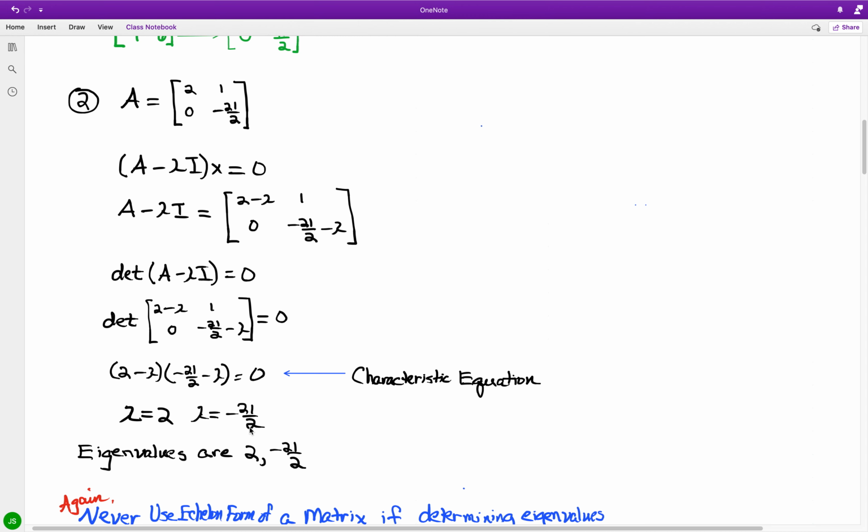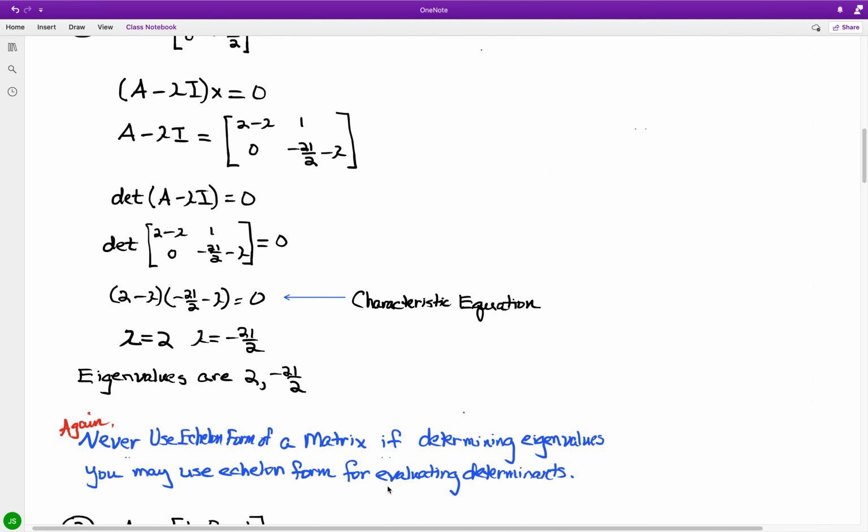Okay, so again, never translate a given matrix A in terms of its echelon form to get eigenvalues. You can use it for determinants, but never for eigenvalues. And in this second case, the eigenvalues are totally different, whereupon we had the values 2 and negative 21 halves. So just to repeat again, never use the echelon form of a matrix when determining eigenvalues. However, you may use echelon form for evaluating determinants.